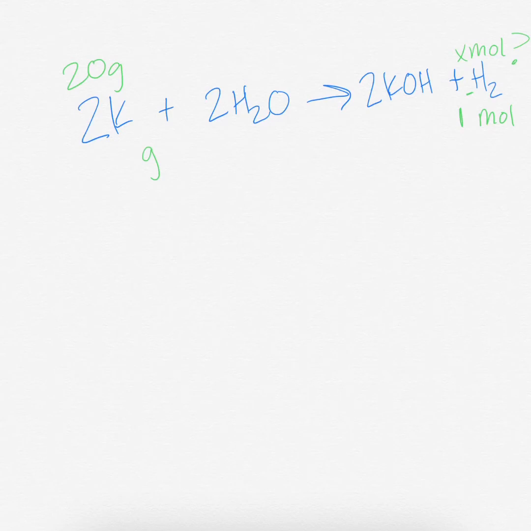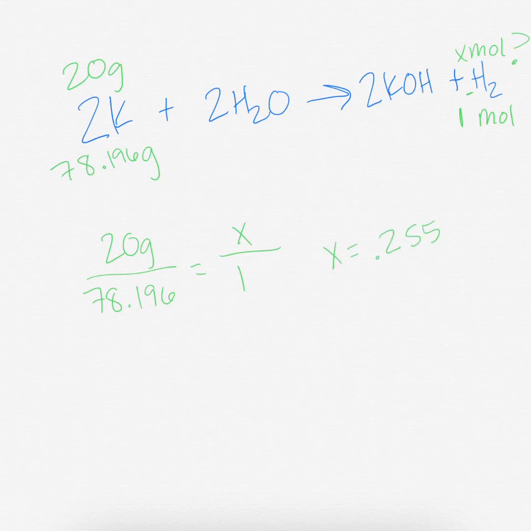Potassium, I need to look up my mass from the periodic table. The mass of potassium is 39.0983, but I have 2 of them, so I need to multiply by 2. So my mass would be 78.196, about that. I have my proportion, or my equation, so I can set it up just like this. X over 1. So all I need to do, 20 times 1, so that's 20, and then divide it by 78.196. That means X is 0.2557, and that's in moles. So that would be my answer.